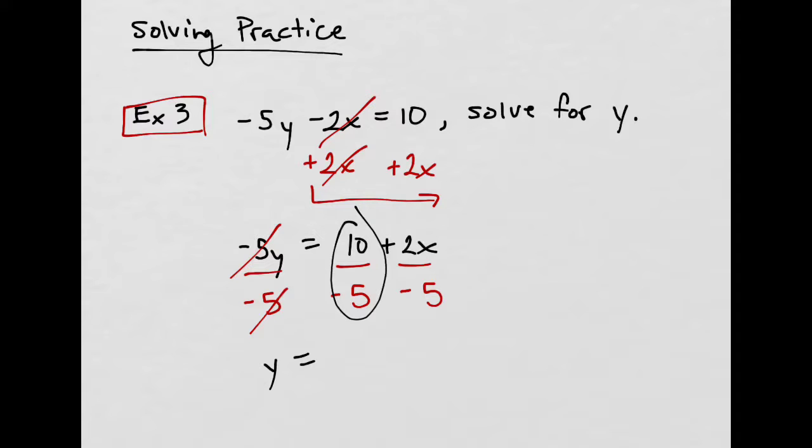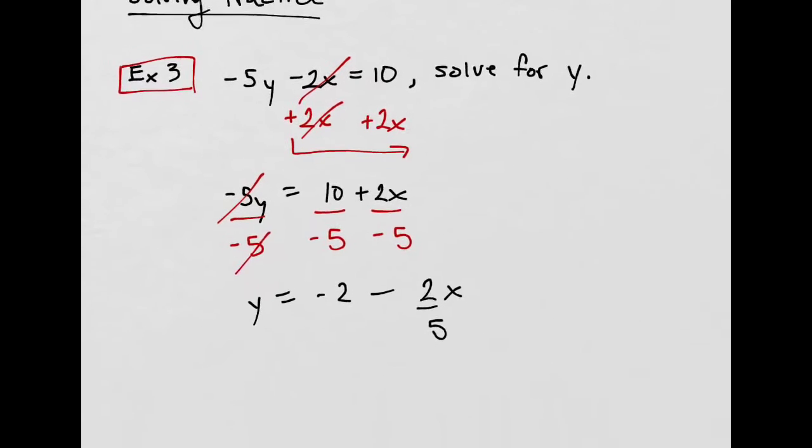Here, what's 10 divided by negative 5? Negative 2. What's 2x divided by negative 5? That's just negative 2x over 5, or, I mean, I put the negative in the top. And then I don't have to actually write that plus sign, because if you add a negative, it's just like subtracting. So then I have that.